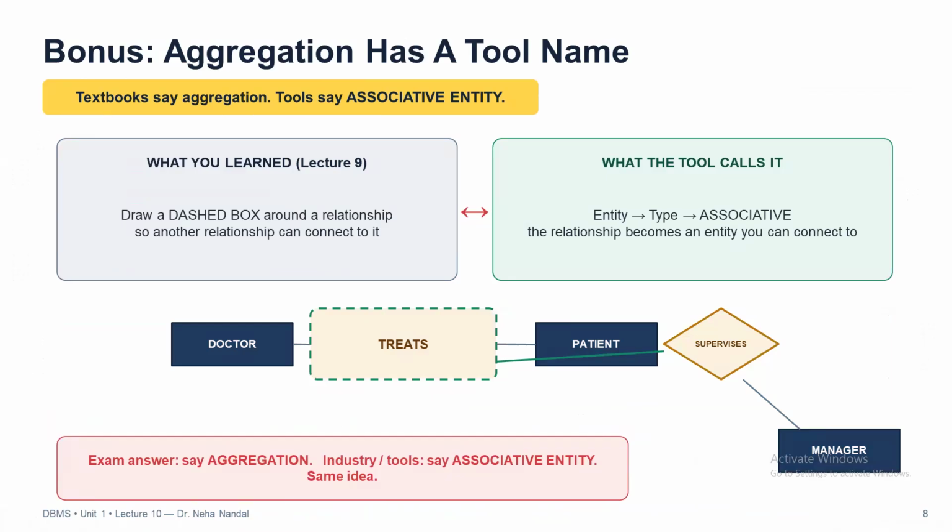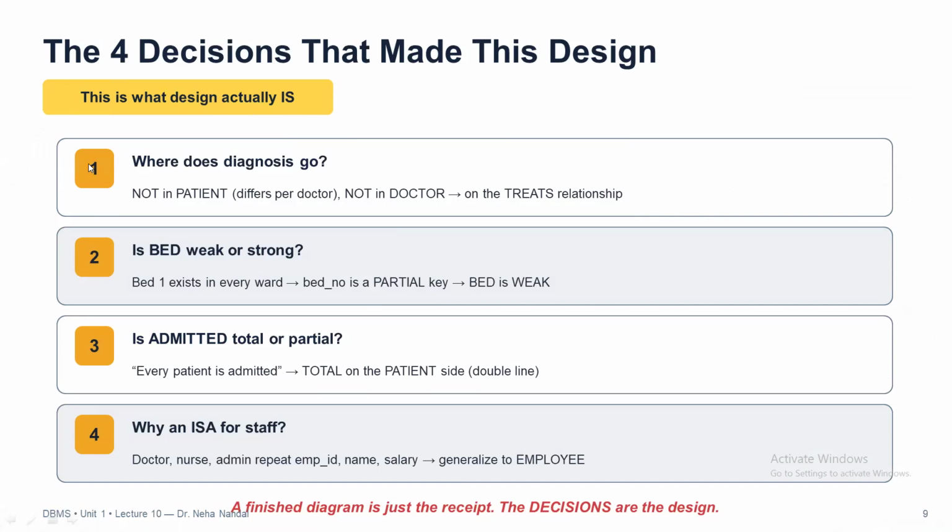So aggregation has a tool name. That means like this, we have doctor treats patient, supervises manager. Manager is supervising this complete relationship. So we have made some decisions about this design. Is the bed entity weak or strong? Is admitted total or partial? Why an ISA for staff? We have utilized all these things, you have to remember, and I hope you understood this. It will help you make decisions for other ER models.